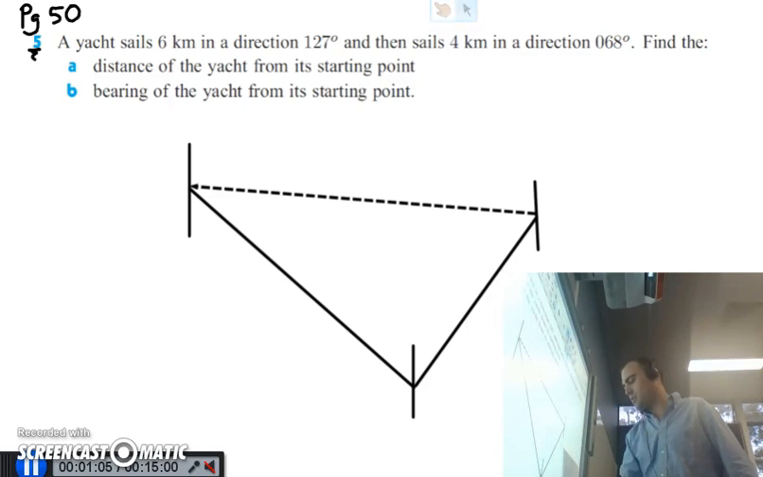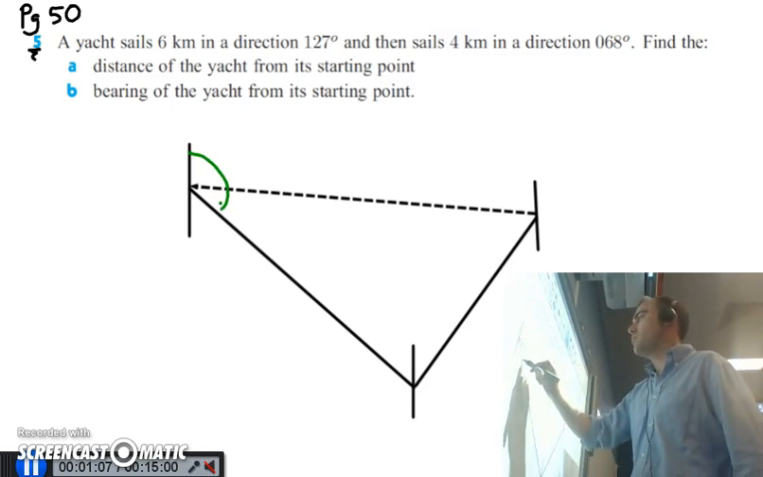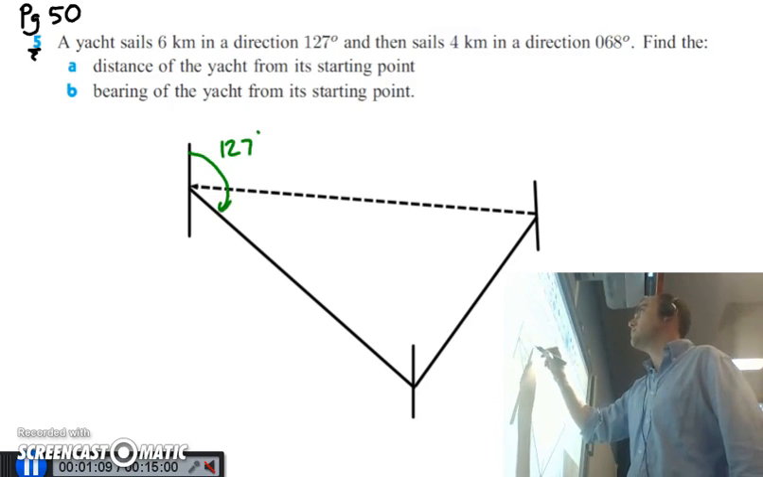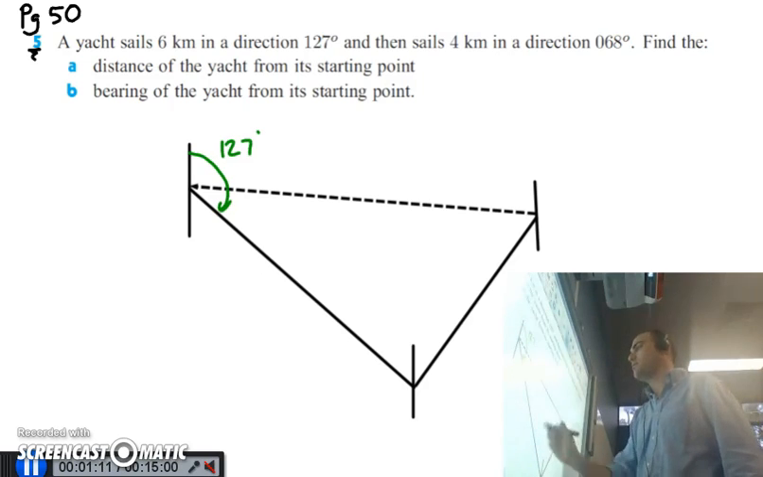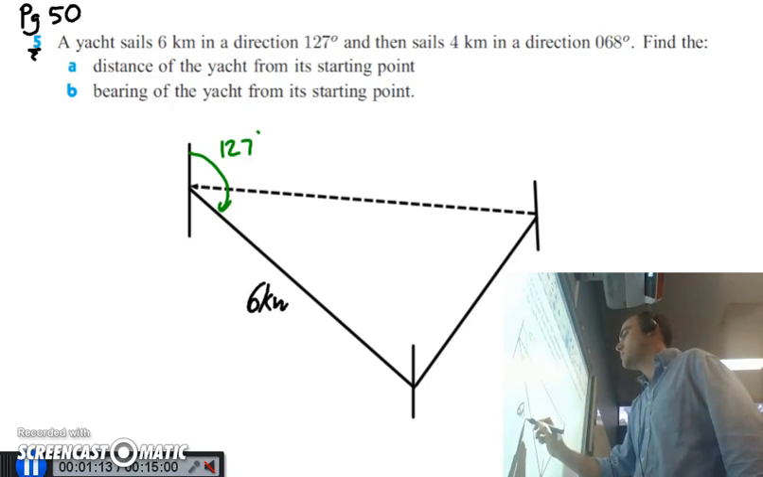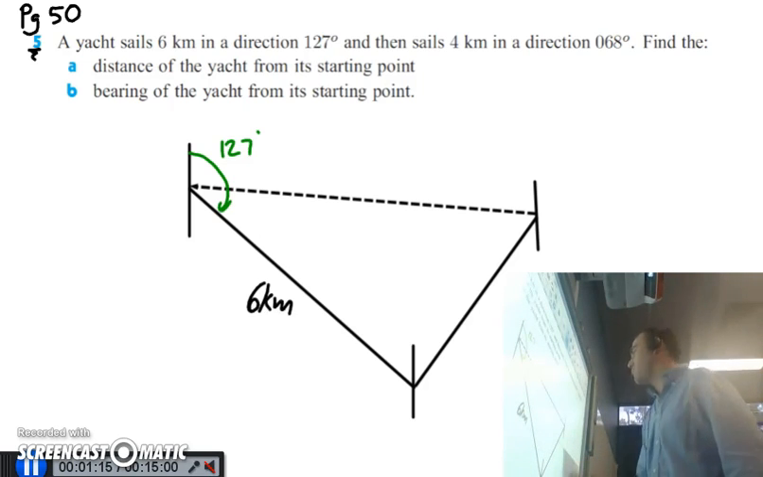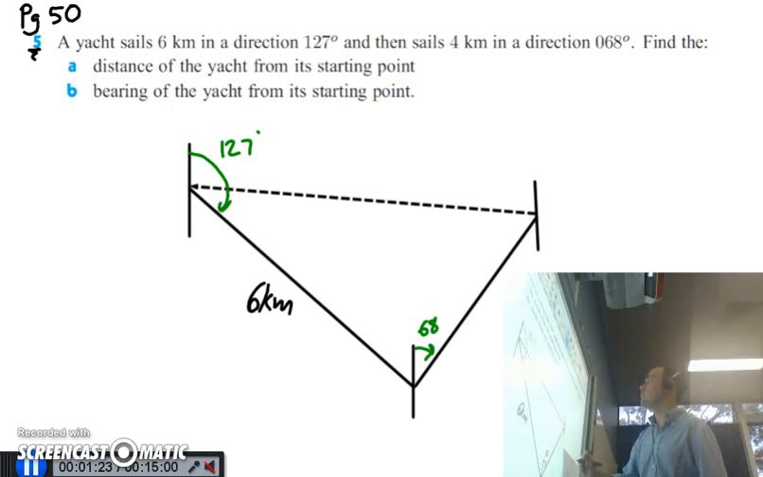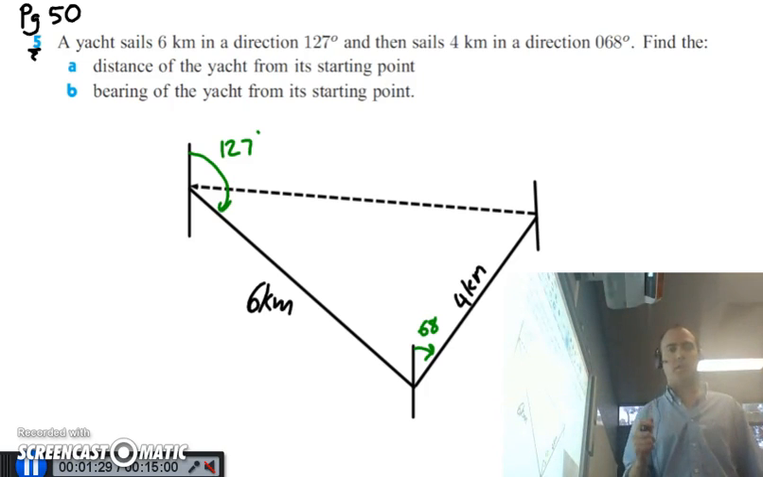Alright, so initially we know that they've gone 127 degrees, and they've gone for 6 kilometers. And then remember that we're always starting at north. They've sailed 68 degrees, and they've done 4 kilometers on that stretch. So again, we're trying to find that dotted line.